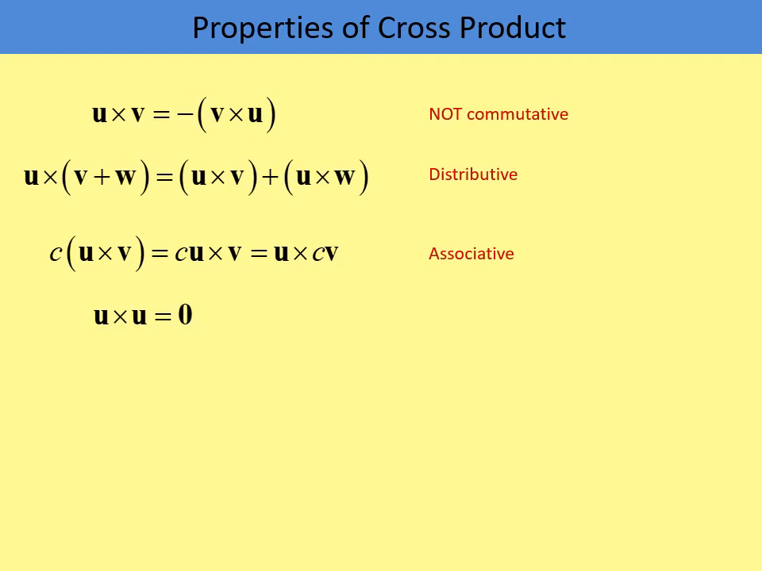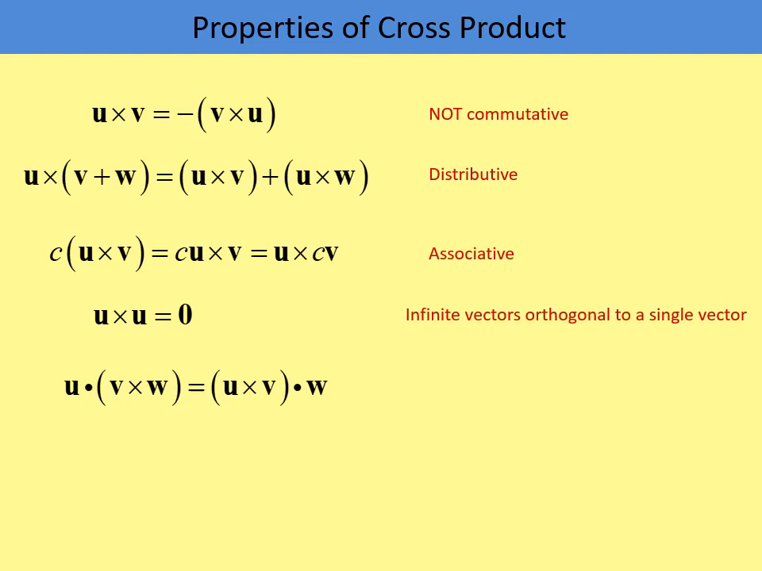And here's an interesting one, very similar. Remember, in the dot product, if you dot a vector with itself, you get the square of the magnitude. Well, here, if you cross a vector with itself, you get what's known as the zero vector, which is actually an infinite number of perpendicular vectors.